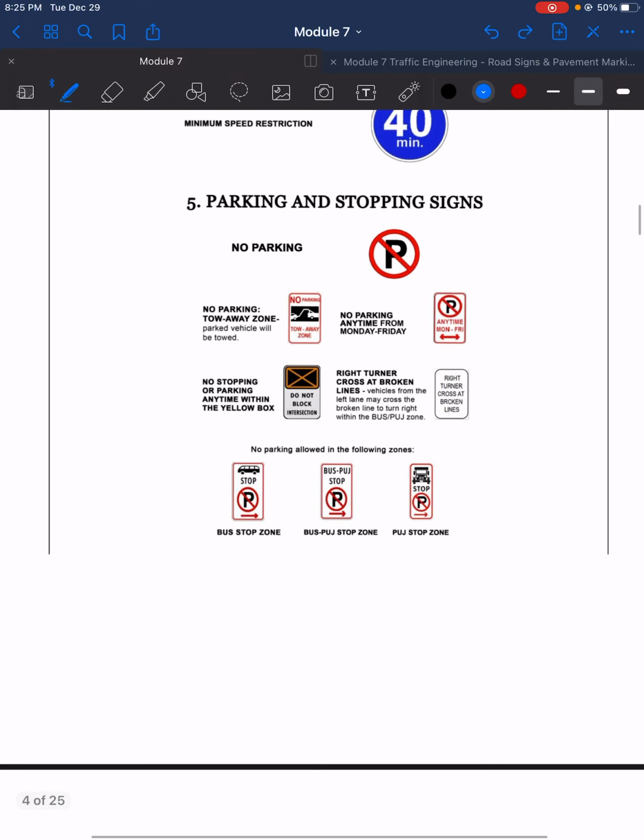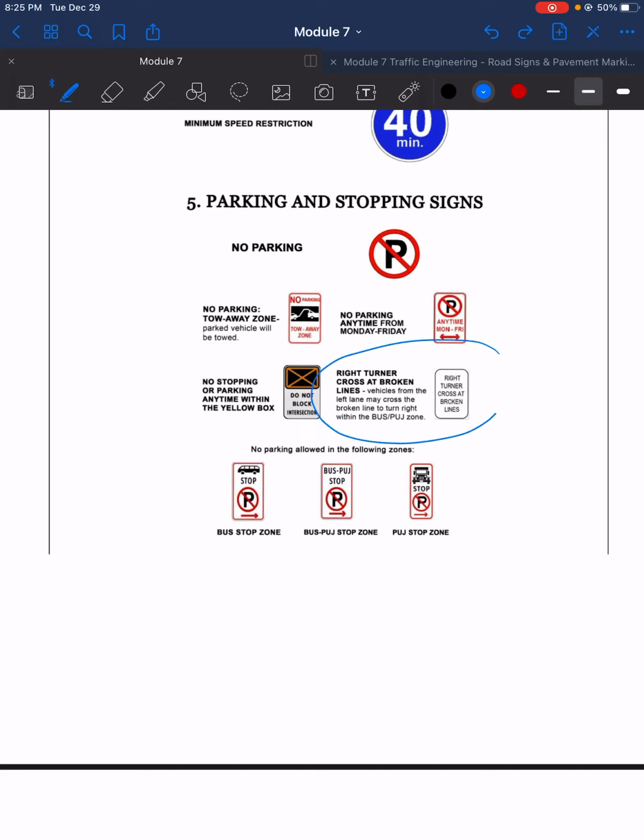Parking and stopping signs. No parking sign na madalas na nababiolate. So, yan yung pinagmumulta na din. No parking, tow-away zone. Then we have here, no parking anytime from Monday to Friday. No stopping or parking anytime within the yellow box. So, dapat pinturahan mo muna ng ganitong itsura dun sa part na ayaw mong paparkingan.